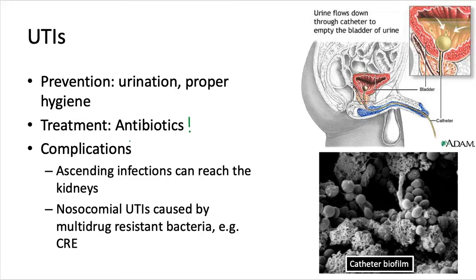Complications of urinary tract infections include those ascending infections that would reach the kidneys. And also, urinary tract infections can be caused in hospital settings. And so nosocomial, which means hospital acquired, they can be caused by catheters that are put into the urethra. And if biofilms form on these catheters, they can cause a really difficult to treat urinary tract infection. And many of these nosocomial UTIs are associated with multi-drug resistant bacteria.